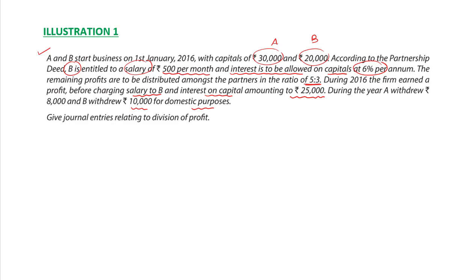Give journal entries relating to division of profits. Solution: B is to be given a salary, so B's salary is 500 per month. So 500 multiplied by 12 months equals 6,000. This is B's salary.